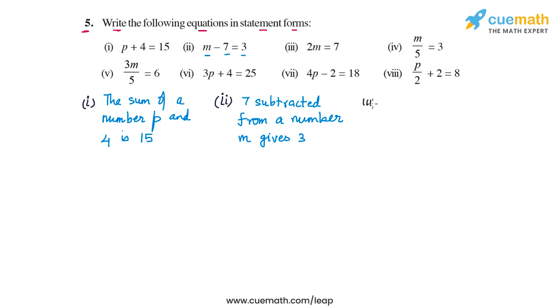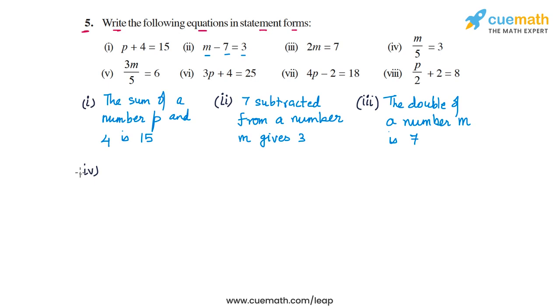In the third part, the equation is 2m equal to 7. So we could refer to 2m as the double of a number m. So let's say the double of a number m is 7. Or you could have written this as 2 times a number m, or twice of a number m is equal to 7. So as I said, many different ways to write the same thing.